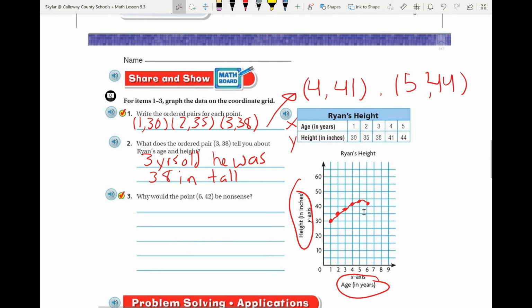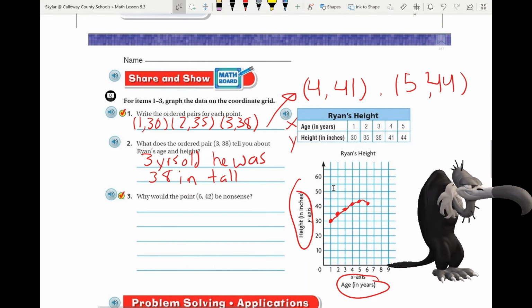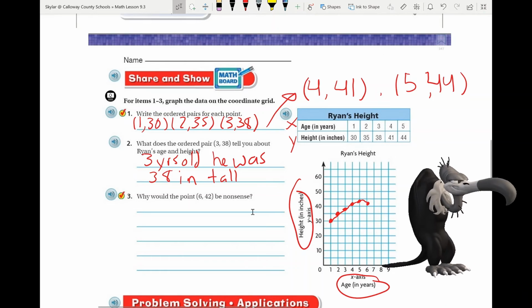No, it would not. Sometimes your charts will go up and down like that, but probably not whenever we're measuring your age. Sure, once you get older, you may hunch over and lose a couple inches or something like that. Probably not going to be happening when we're 5, unless Ryan looks a little something like this. Hopefully he does not, but there's no pictures, so I guess we never know.